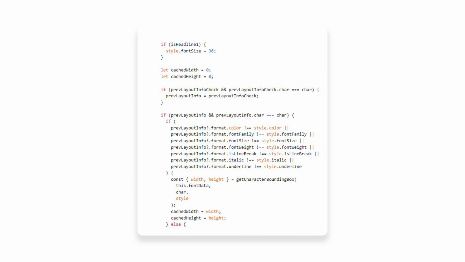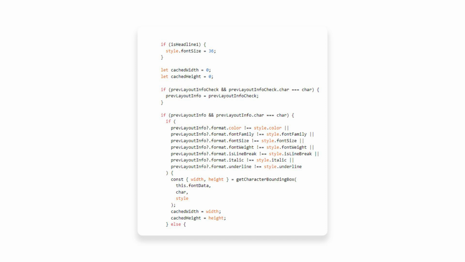It checks if prev layout info exists and if the previous character matches the current one, updating prev layout info accordingly. This allows us to check two possible locations for a cached character. 4. Style comparison. If prev layout info is set and the current character matches, it compares the formatting properties of the current style with those of the previous layout. If any formatting property differs, color, font family, size, weight, line break, italic, underline, it calculates the width and height of the character using the getCharacterBoundingBox function and caches these dimensions.